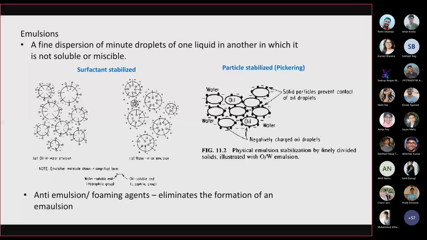So we often add anti-emulsion or anti-foaming agents. Both are the same. This will neutralize the surface charge at the interface and break the emulsion. Then you will have two different phases. Then we can use either a centrifuge or decanters. If you have particles, we have to add salts that neutralize the particles. Then it breaks the emulsion. Then we can separate them. So that's what we have seen in the last class.